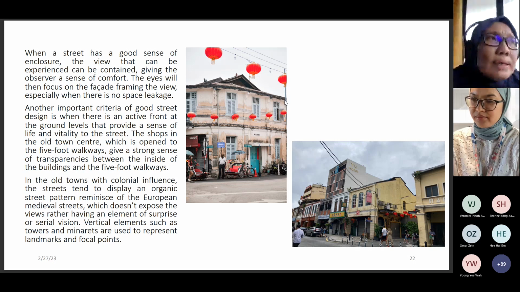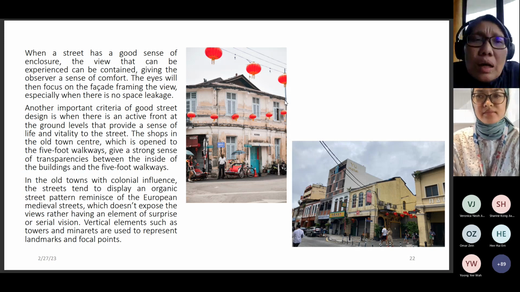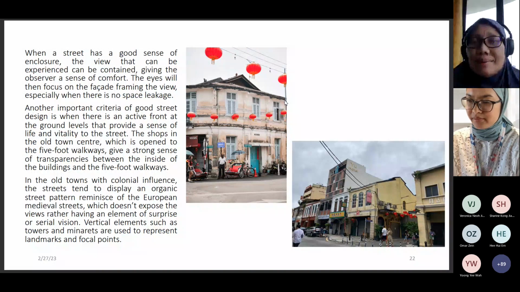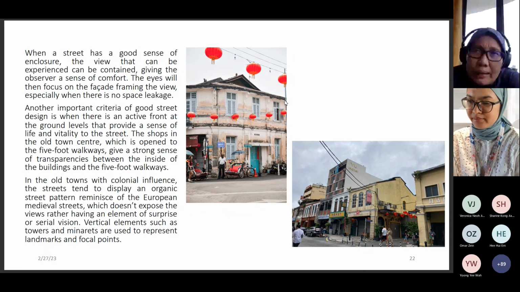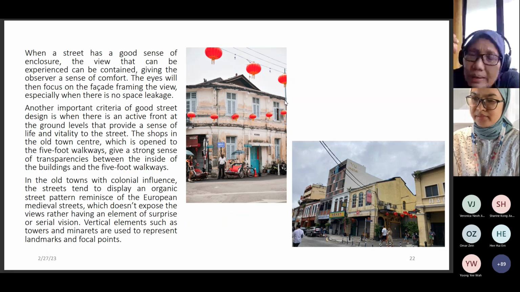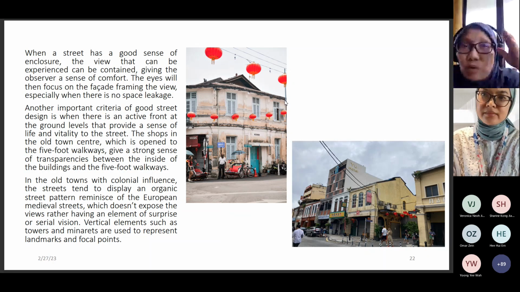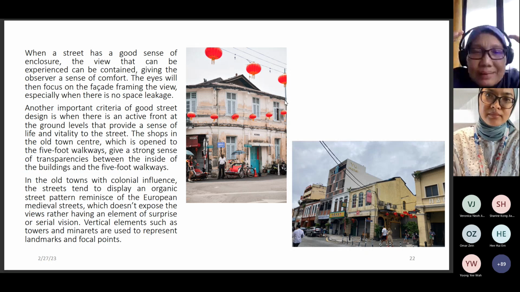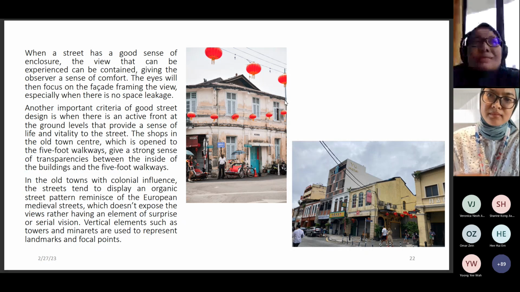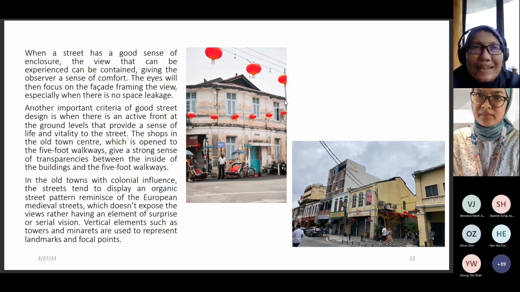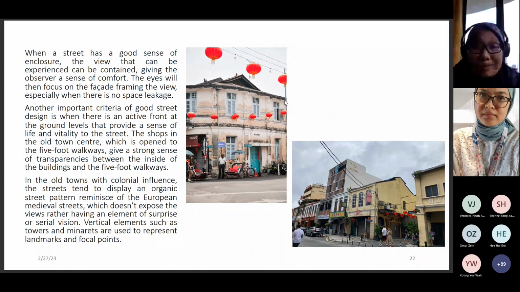Another aspect of good quality townscape is a strong sense of enclosure when you design the street. This goes again to the principle of how you view a street. When there is a good sense of enclosure, the view will be contained, your view will be focused, and you will appreciate the details. But if the streets or roads do not have a good sense of enclosure, where it is exposed, wide and open, then your eye will stray away, not able to focus anywhere, not able to appreciate the street frontage because there's too much to focus on.